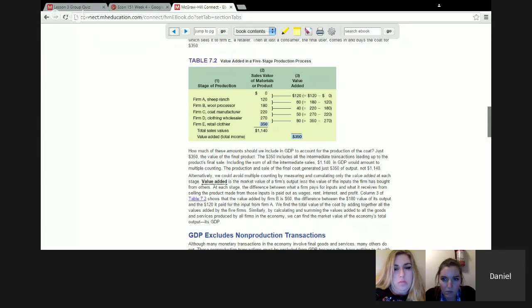And then that continues. So the coat manufacturer buys it for the 180 and then sells it for 220 after they do what they need to. And that is $40 added value. So does that make sense? Are you adding value to the product? Because I was thinking you're adding it to the company.